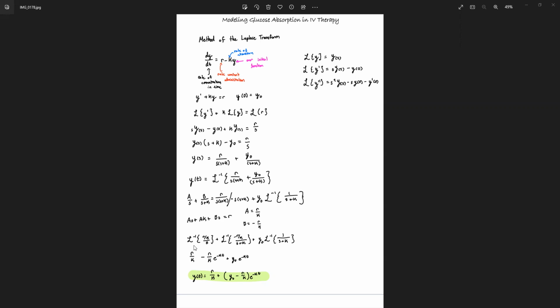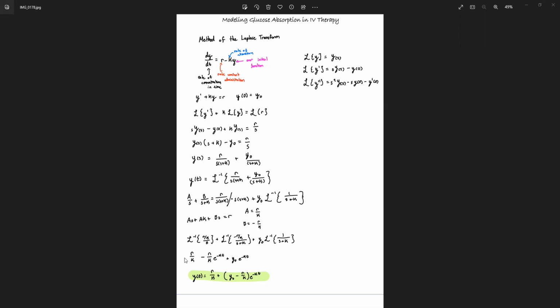Now, all we have to do is plug our A and B values back into our partial fraction, and then take the inverse Laplace transform all the way through, which I have done right here on this step. All we have to do is factor out r over k and negative r over k respectively, and we are left with r over k times the inverse Laplace transform of 1 over s, plus negative r over k times the inverse Laplace transform of 1 over s plus k, plus y naught times the inverse Laplace transform of 1 over s plus k.